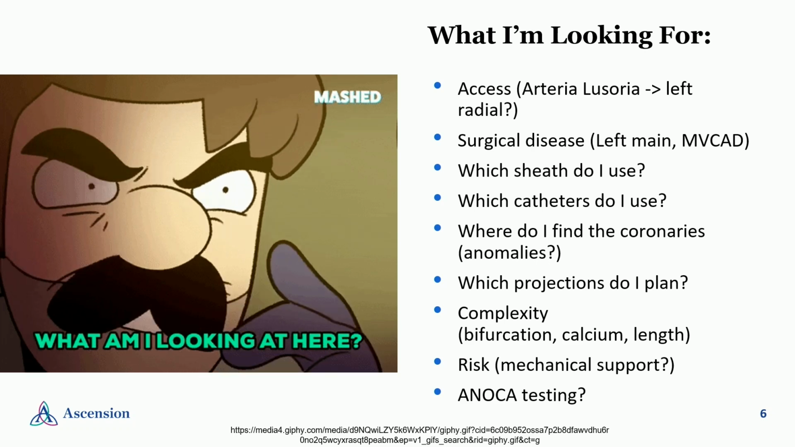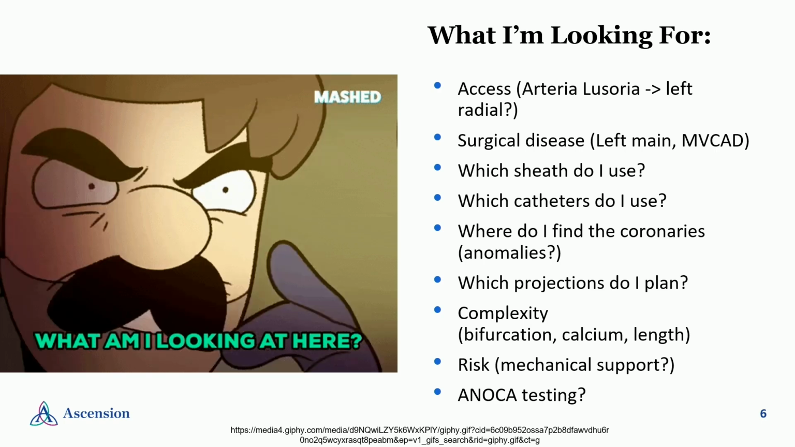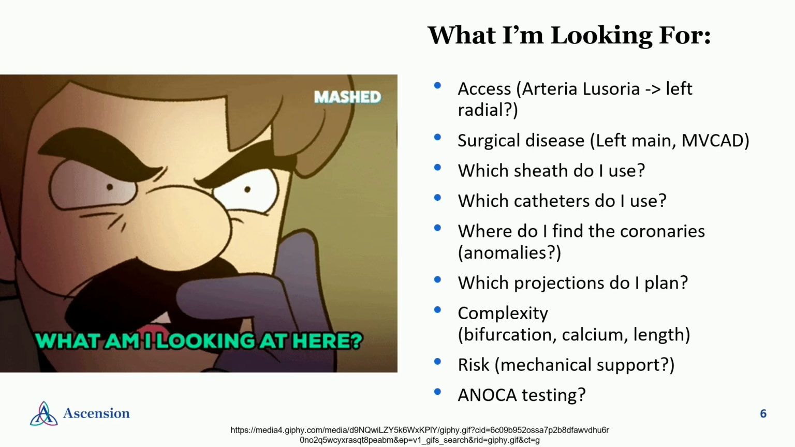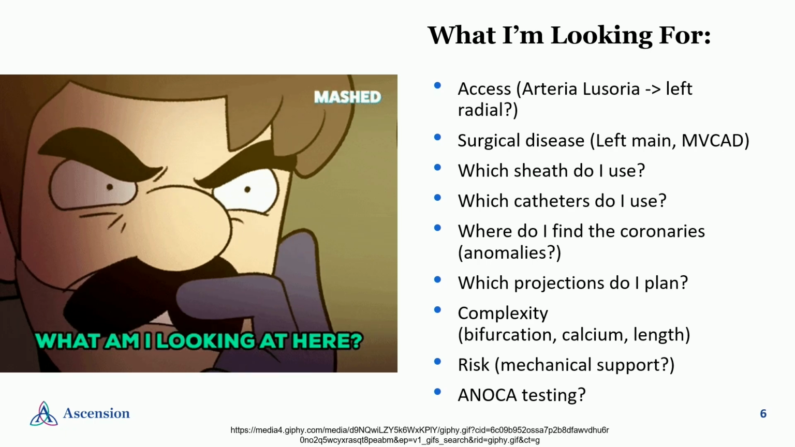Which sheath do I use? Some of the lesions, some of the blockages that we want to treat can't be done through standard approaches with a 6 French sheath. We might need 7 or 8, which would then put us in a situation where we've gotten one access and we need another. I can anticipate that with analysis from the CTA, and this is agnostic to the HeartFlow aspect of things.